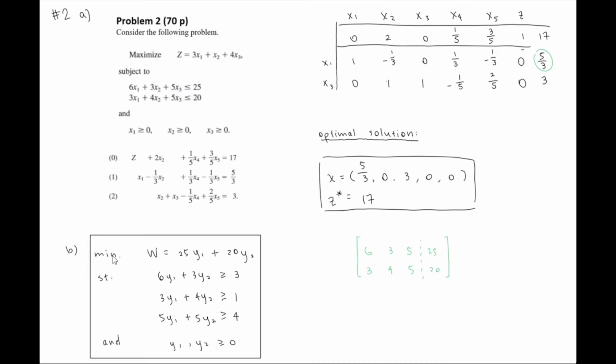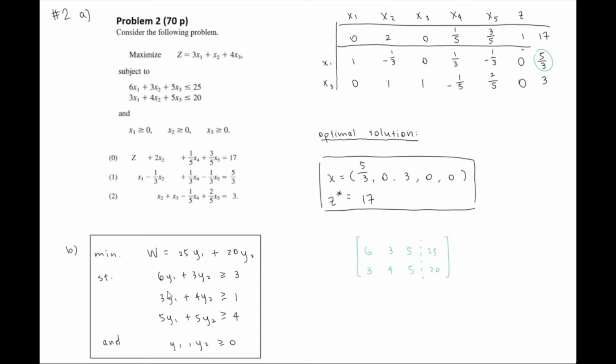But we remember that we want to transform our maximization problem into a minimization problem. Specifically, we want to minimize W, and we get the 25 and the 20 from the b vector of the original primal problem. So we want to minimize W such that these constraints apply for y1 and y2.